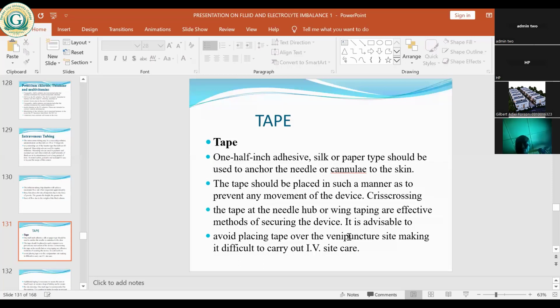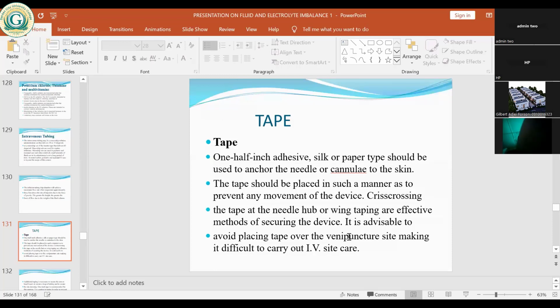The tape at the needle hub or wing taping are effective methods of securing the device. So it is very important to apply it well to hold the cannula in place. It is advisable to avoid placing the tape over the venipuncture site, making it difficult to carry out IV site care.